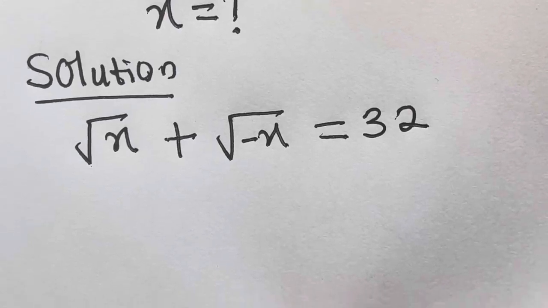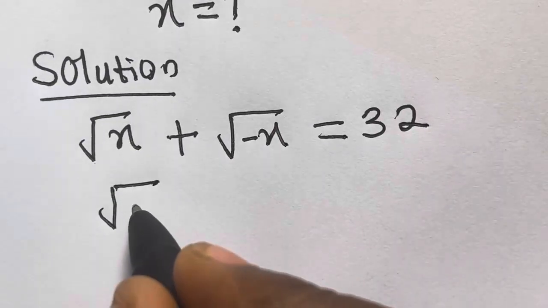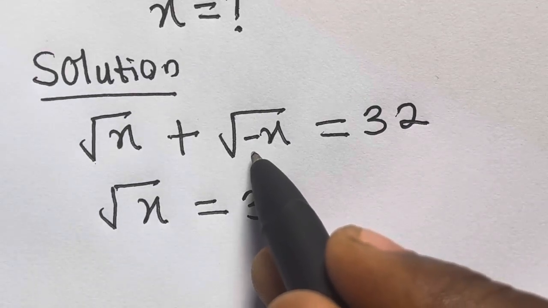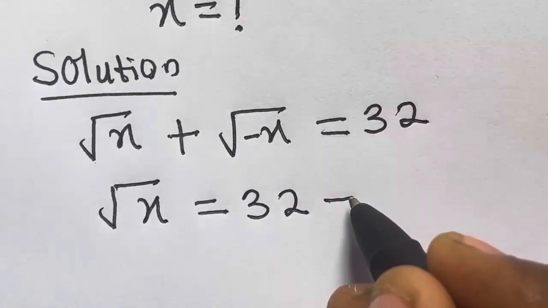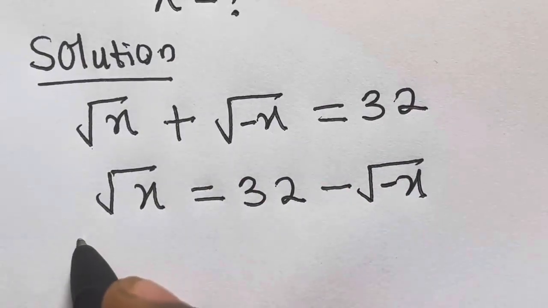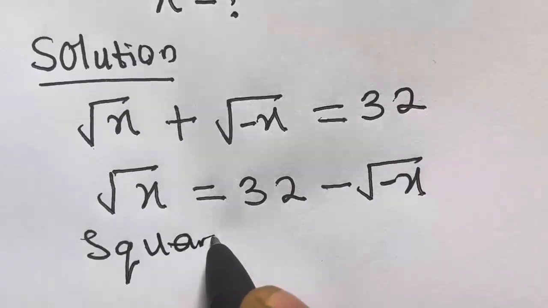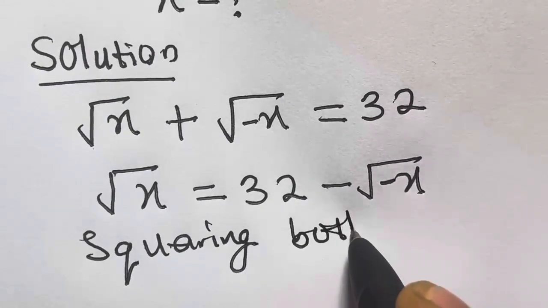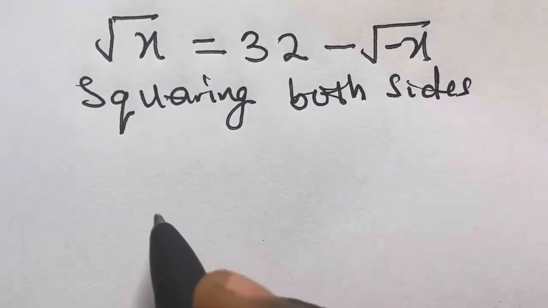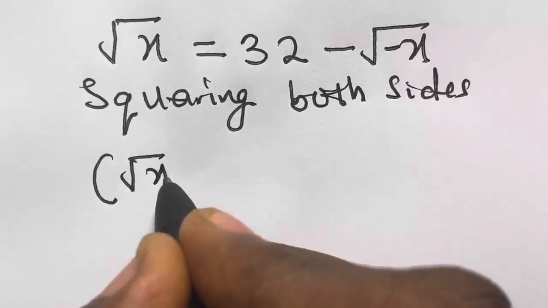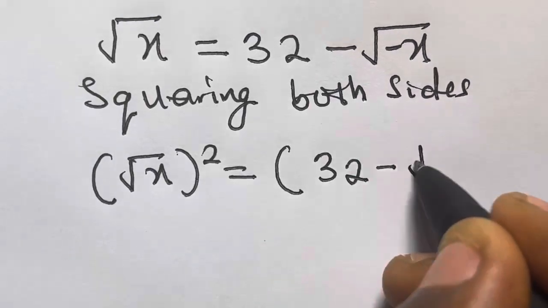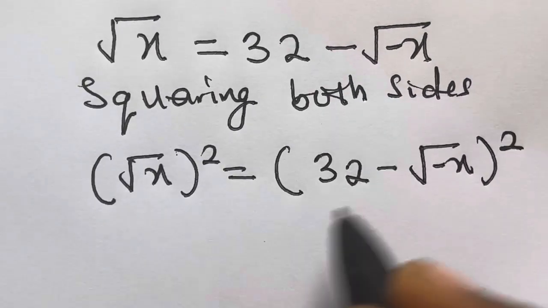So from here, we say square root of x equals 32. So let's transfer this square root of minus x to the other side. It becomes minus square root of minus x, right? So from here, by squaring both sides, we will have square root of x squared equals 32 minus square root of minus x squared.